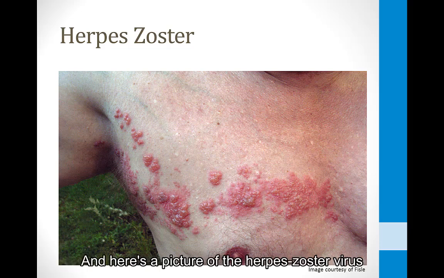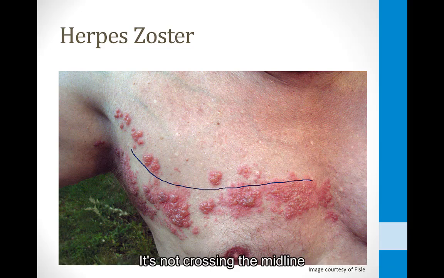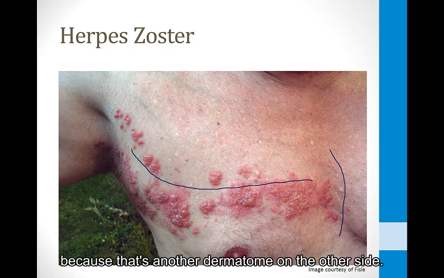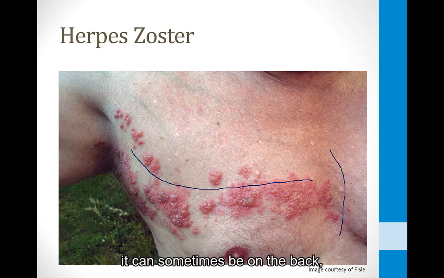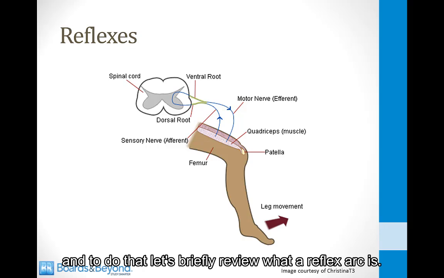And here's a picture of the herpes zoster virus in an affected patient. So you can see it's spreading along the dermatome here to the middle of the chest. It's not crossing the midline because that's another dermatome on the other side. And it can affect any dermatome. It can sometimes be in the face, it can sometimes be on the back, but it will always be a dermatome.